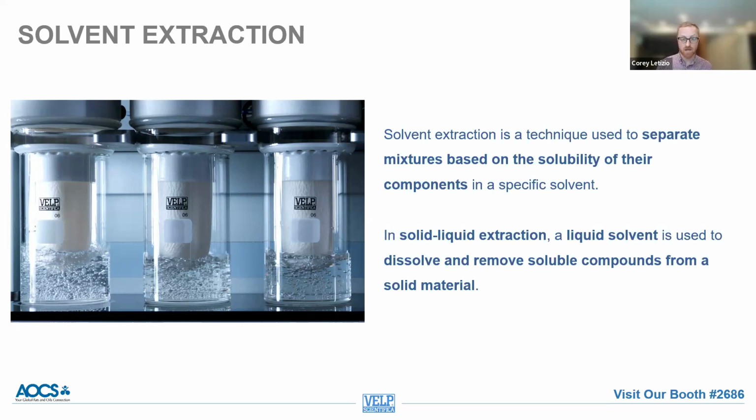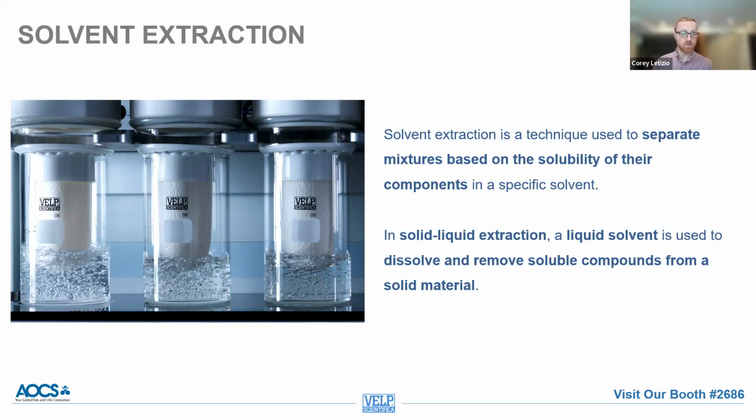So, solvent extraction is a technique used to separate mixtures based on the solubility of their components in a specific solvent. Specifically, what I want to talk about today is a solid liquid extraction. And that is where a liquid solvent is used to dissolve and remove soluble components from a solid material. Some examples of liquid solvents that you might think of are petroleum ether, hexane, toluene, things of that nature.